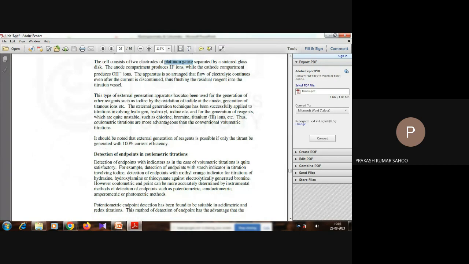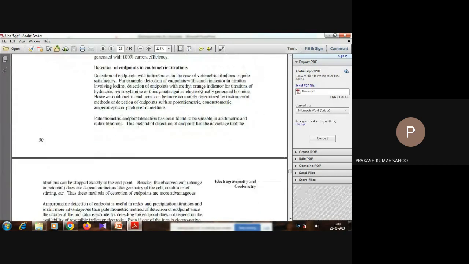Detection of endpoint in coulometric titration. How to determine the endpoint? When the total electricity reading in the coulometer becomes zero, that means neutralization of the chemical reaction has happened. So there will be no further deviation or no further difference in cell potential. This indicates the endpoint of the reaction and the completion of the titration process.